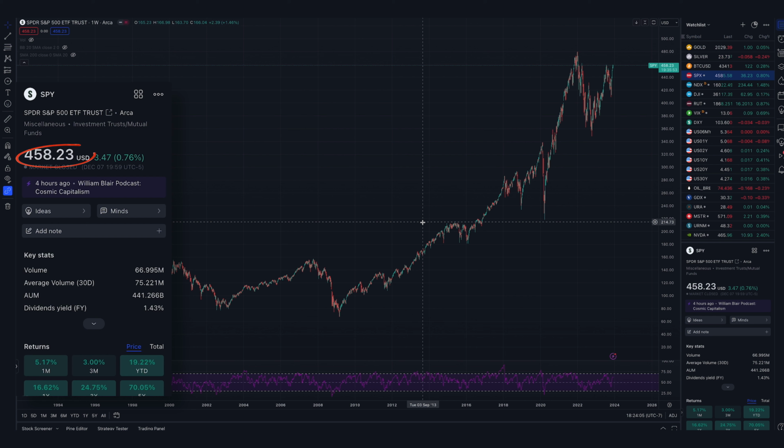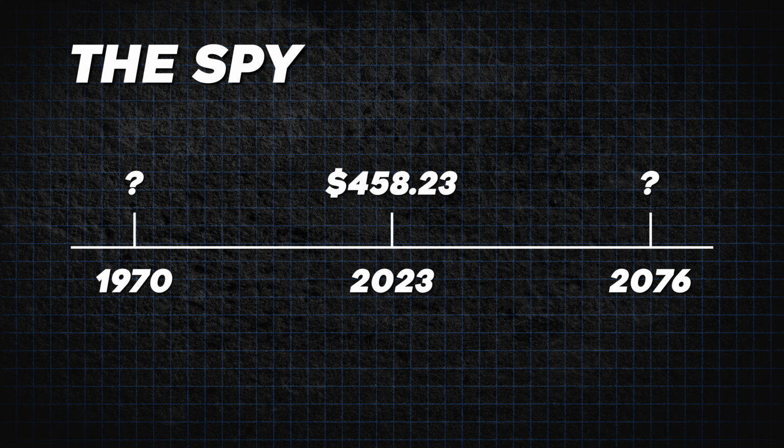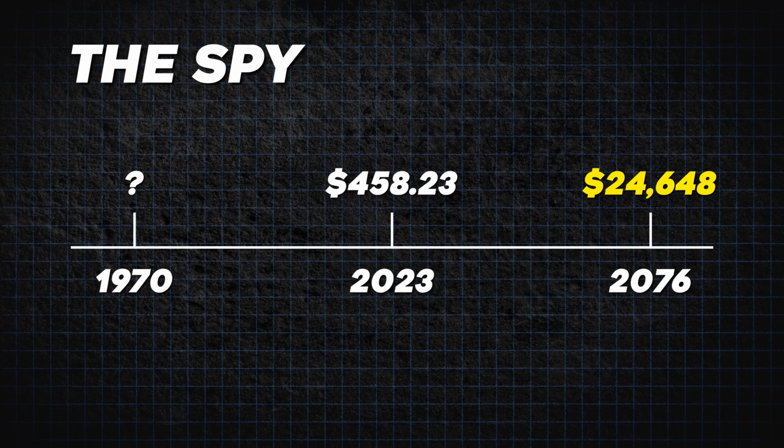That would be SPY. It's currently at $458 per share, which would mean by 2076, the price per share would be $24,648. So today you can buy one share of SPY for $458, and in 53 years, that should be worth $24,648, as long as the rate of increase over the last 53 years carries forward to the next.